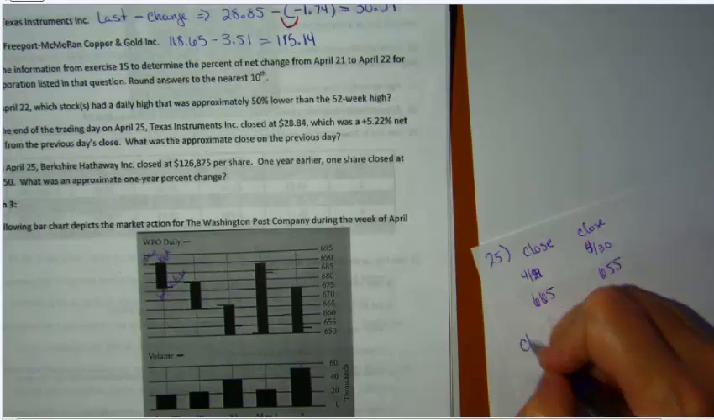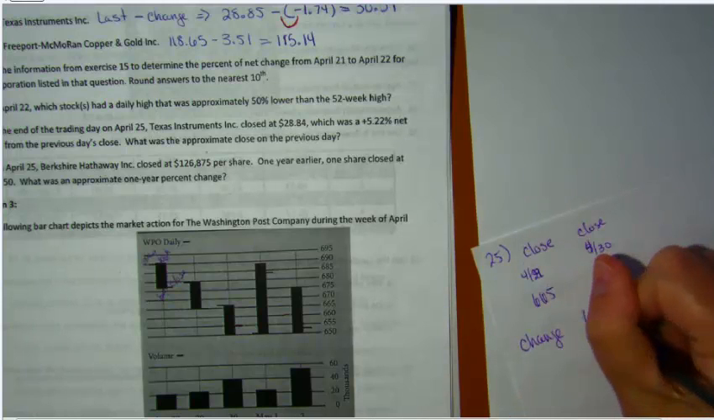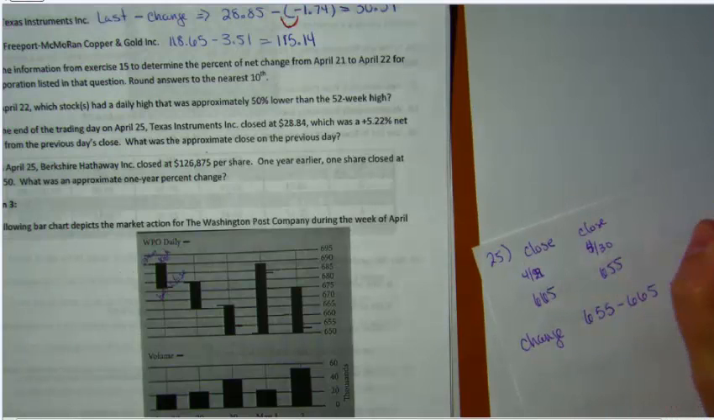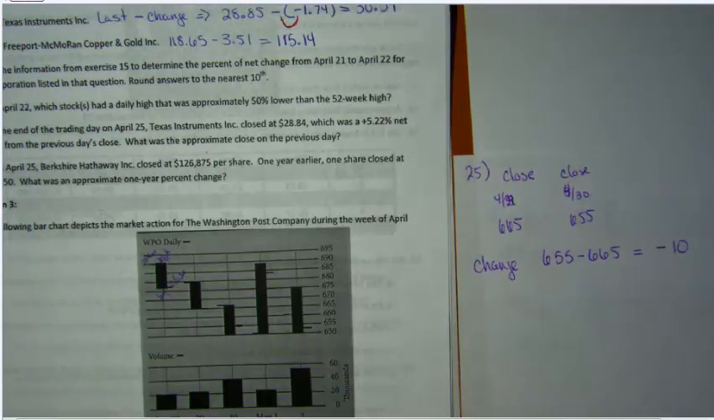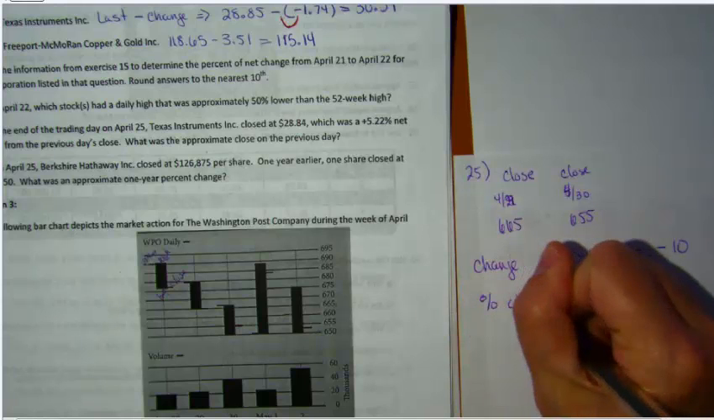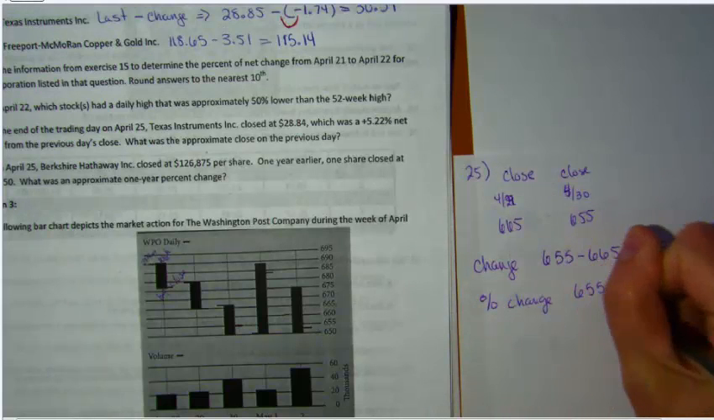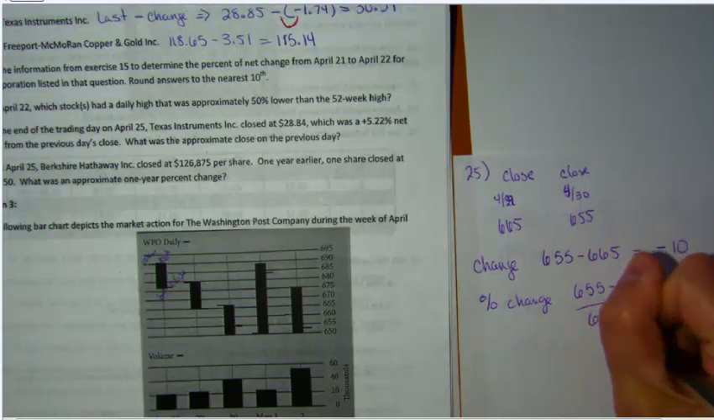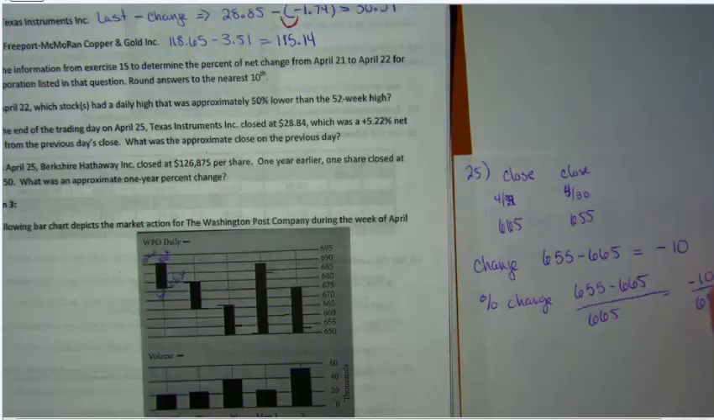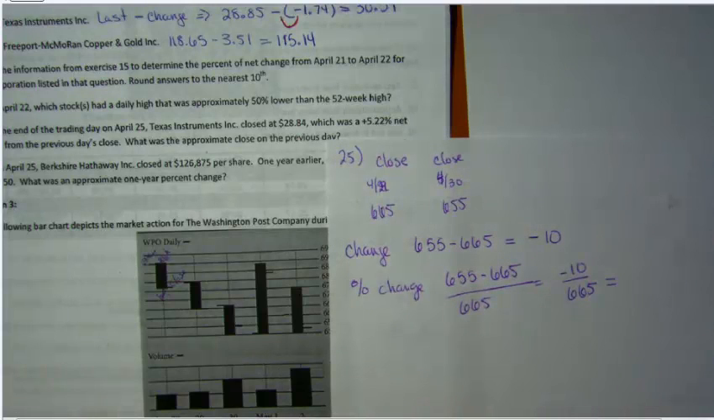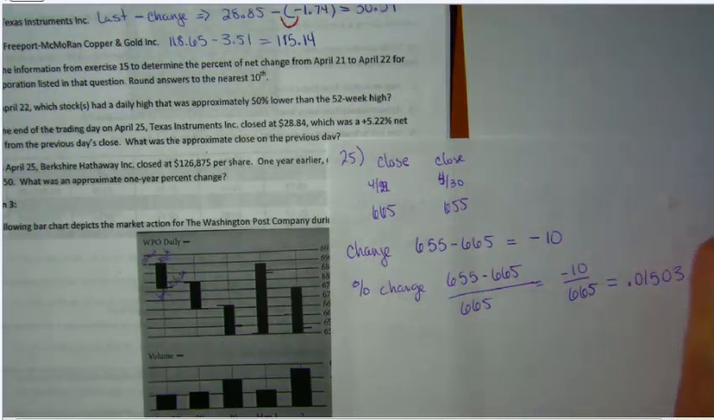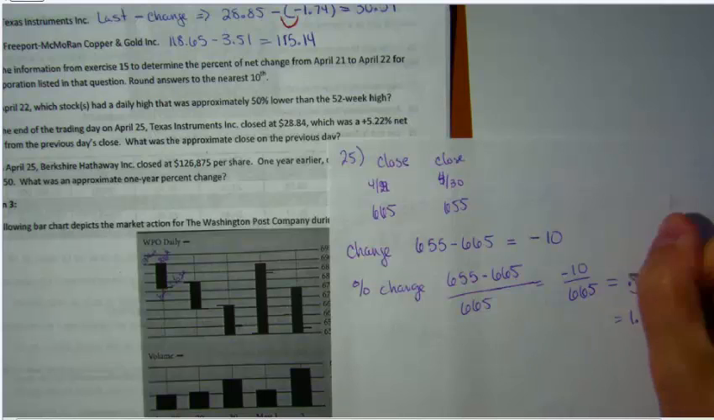Okay, so the change is 655 minus 665, which is negative $10. We went down $10. And the percent change is going to be 655 minus 665 divided by 665. So that's negative 10 divided by 665. So 1.5%, and it's negative.